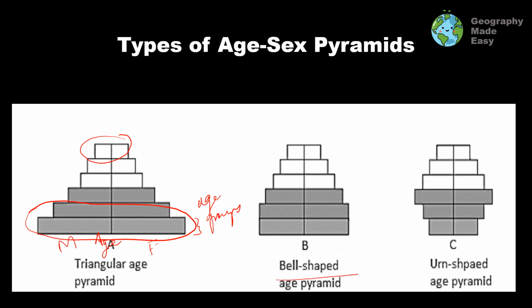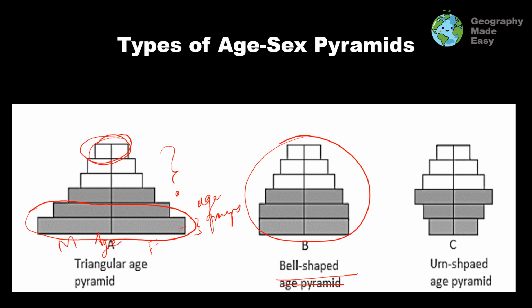In the case of the triangular pyramid, we see that usually the mortality rate is high. So many children are born, but they are not living up to the age of 60 or 70 because of lack of health care, because it may be a poor country. In a bell-shaped pyramid, we see the opposite: the shape shows that the age-sex composition is more or less stable. The males and females who are born, most of them survive to a ripe age. So the medical facilities, etc., are good.